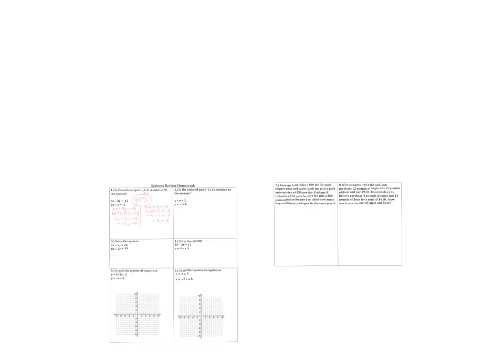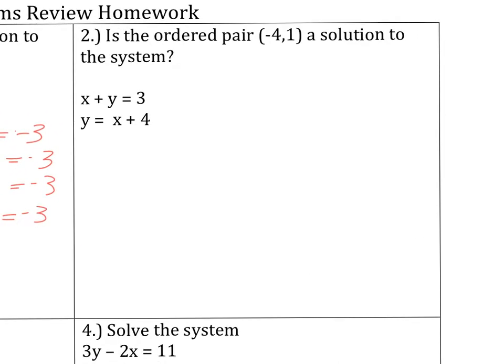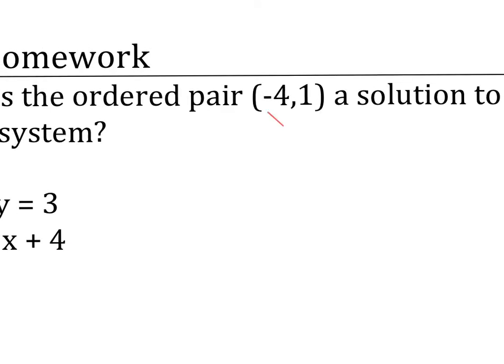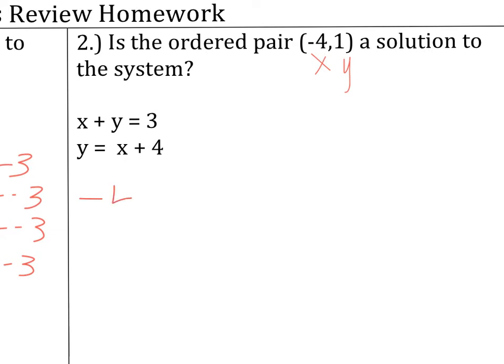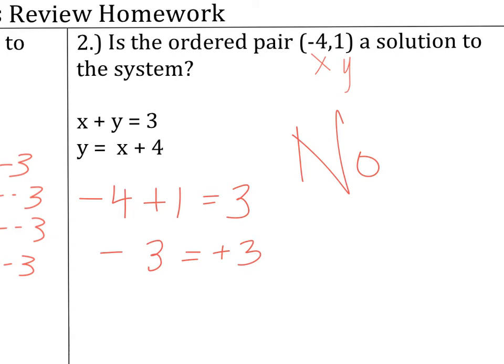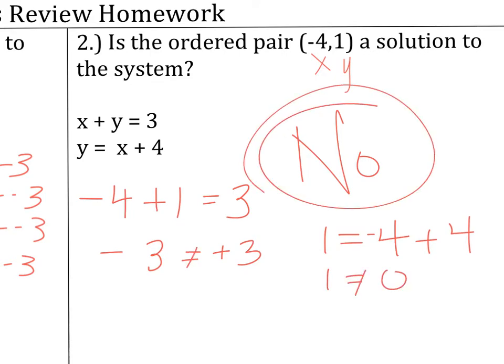Okay, next one. We're going to do the same exact thing. X and y. So if I add them together, does -4 plus 1 equal 3? I'm pretty sure it equals -3, right? So already we can say no, because if it doesn't work for one, it doesn't matter if it works for the other one or not. It has to work for both. So just to show you, if I plug in to the other equation, I'm going to get 1 equals 0, and that doesn't work either. So the answer here is no.